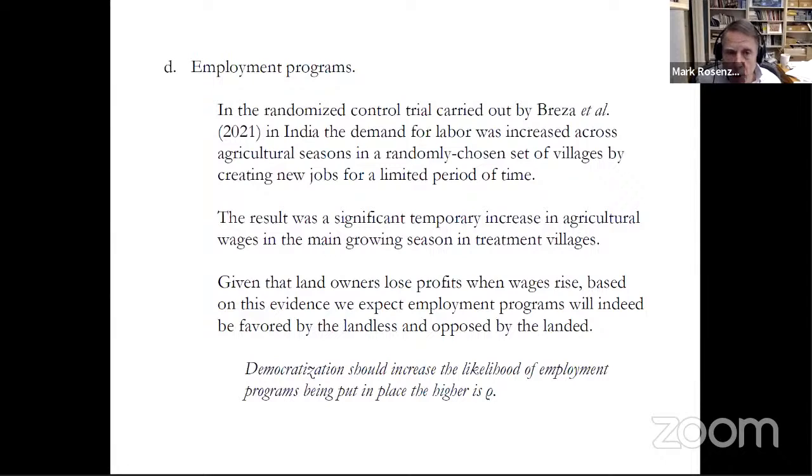So finally, we have employment programs. We don't have to do our own work here. We have the wonderful randomized controlled trial that was carried out by Emily Breza and Supreet Raut. And what they found is when they actually created an employment program for a set of villages, compared the treatment and control villages during the Kharif season, they found absolutely that the employment programs increased wages. Okay. So the employment programs definitely are something that would be favored by landless households. And to the extent that the landed households are net hirers of labor, that point that was made before, they are going to be discouraging such programs.